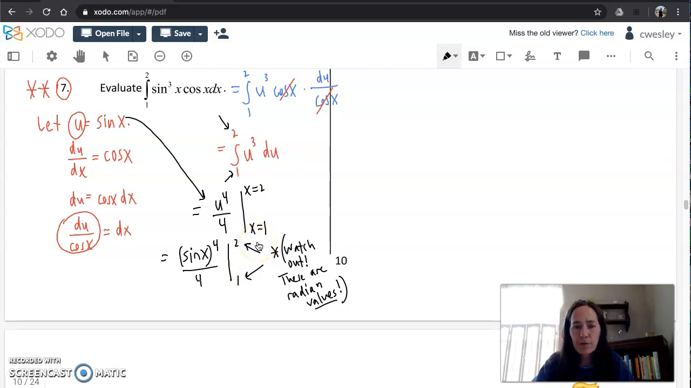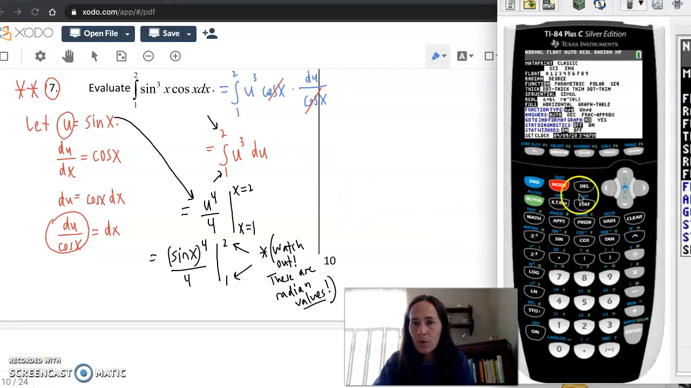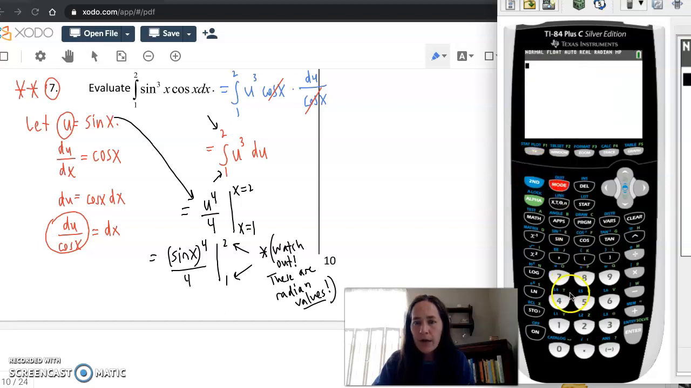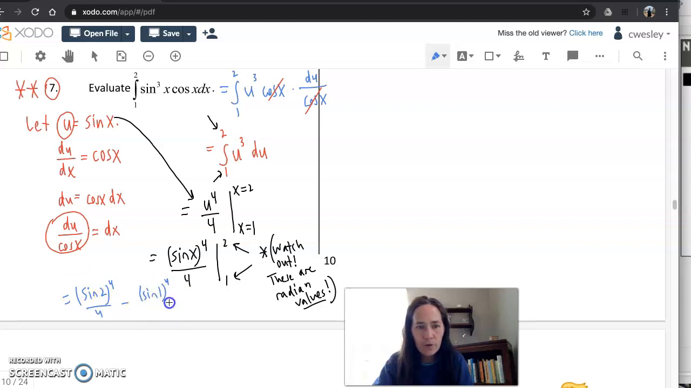So I'm going to do that first before I type this in. Let me pause while I grab the calculator. There we go, much better. Got the calculator. I'm going to go mode, make sure I'm in radian and not degree mode. That looks pretty good. I'll quit out of it, and then I want sine. Let's write what we want to type. We want to plug in the 2 first. So sine of 2 radians to the fourth over 4 minus sine of 1 to the fourth over 4. That's exactly how it should be typed in.